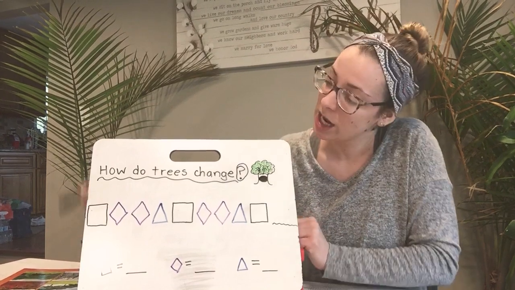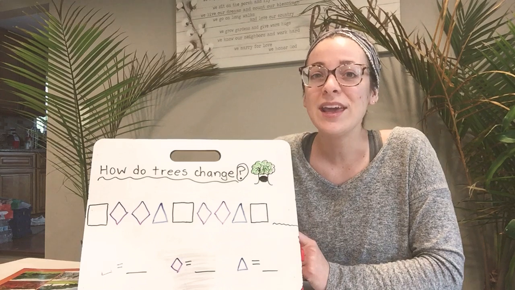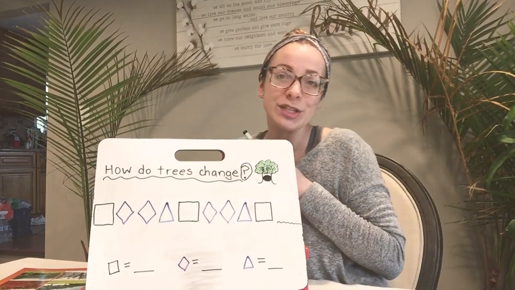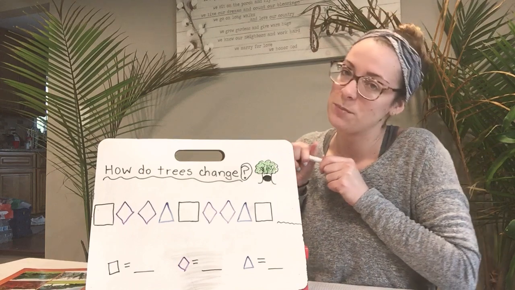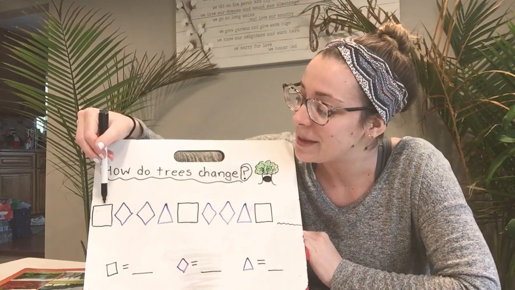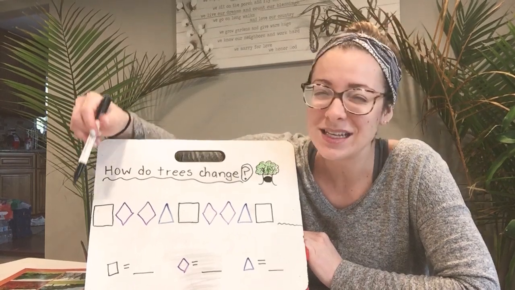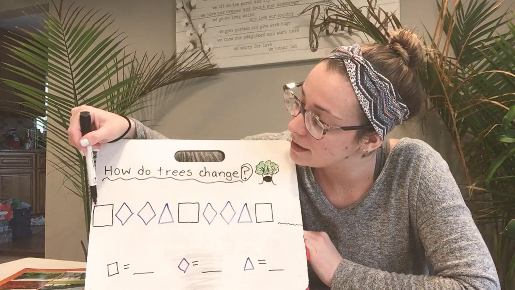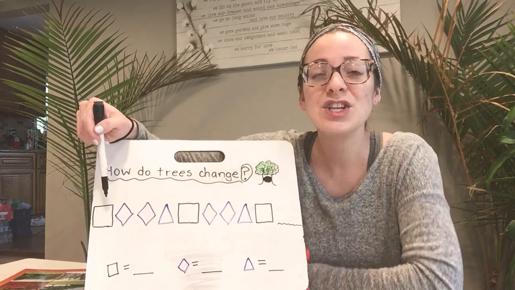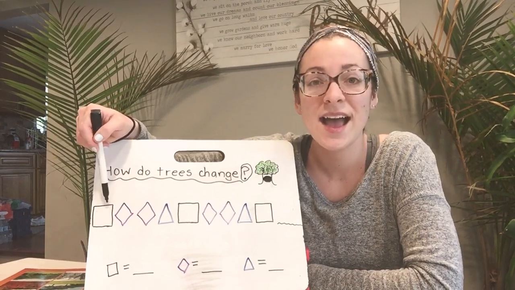But first, we're going to look at this shape pattern that I have here, and we are going to try to figure out what comes next. So let's first look at what types of shapes we have in our pattern. What about this shape right here? It's a black shape and it has how many sides? Let's count them. 1, 2, 3, 4. A shape that has 4 equal sides is a square.